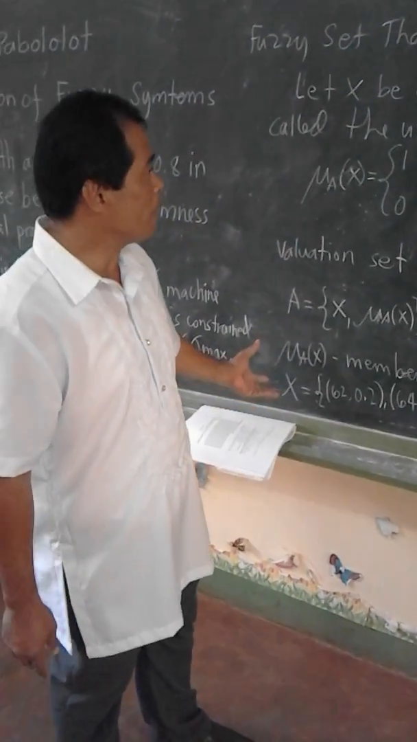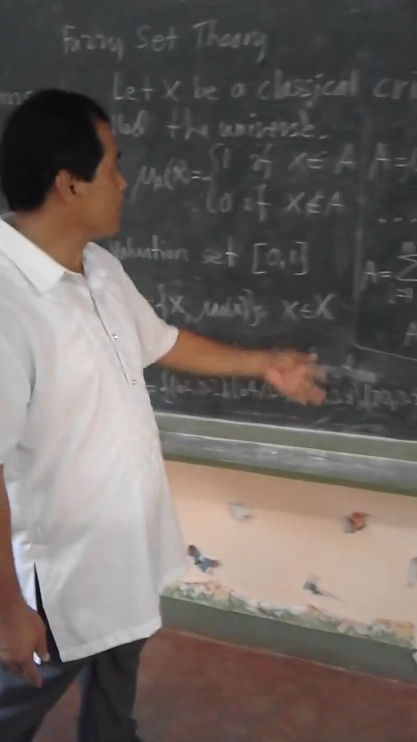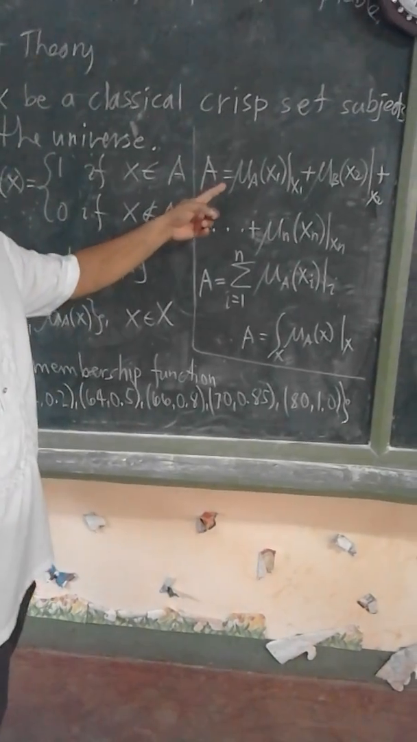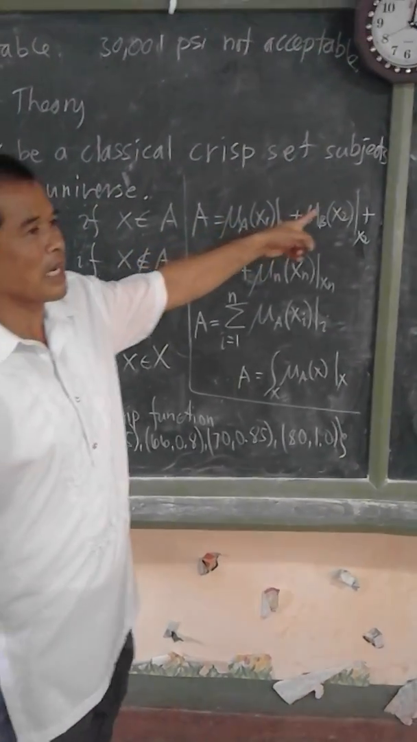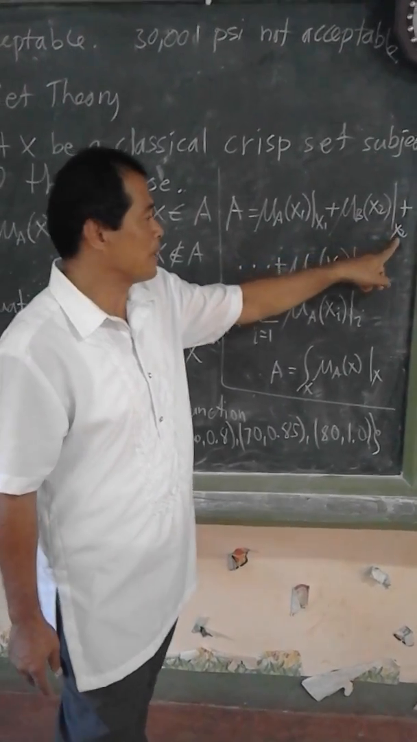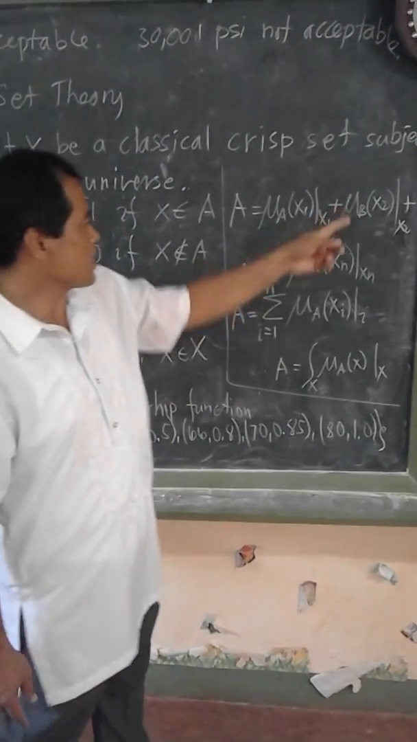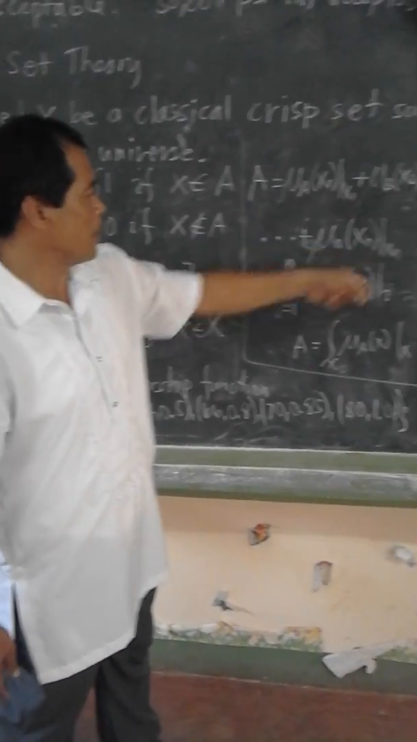To have this in a formula, we have A equals mu sub A of X sub 1 over X sub 1, plus mu sub A of X sub 2 over X sub 2, until such time that we reach mu of N, X sub N, over X sub N.